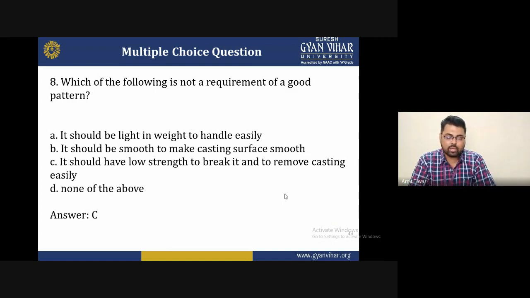So the correct option is C, that is, it should have low strength to break it and to remove the casting easily. This is not a required condition for a good pattern, because these are disadvantages, and we want high strength and good material for the strength of the pattern. So the C option is the answer to this question, which is not required for a good pattern.